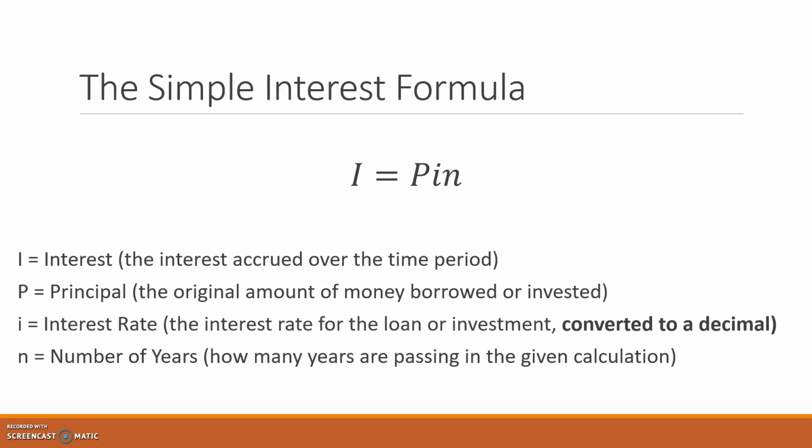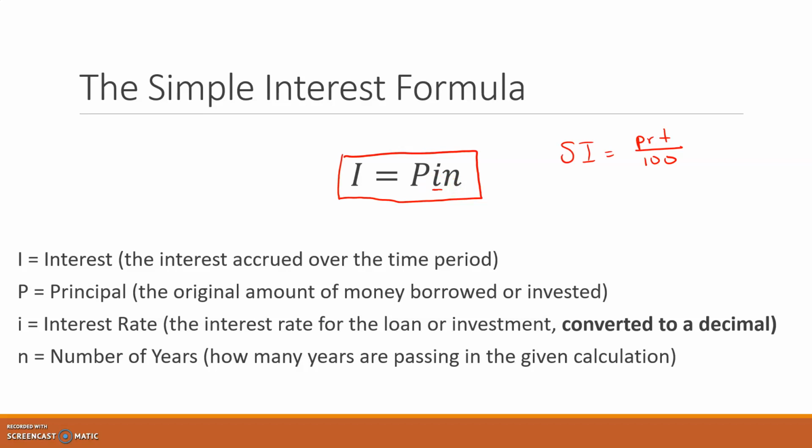Now, here is the formula that we'll be using for simple interest. It says I equals PIN. Now, in year 9 and earlier, you may have used a different formula that said SI equals PRT over 100. Now, both of these formulas actually do the same thing. We'll just get into where this 100 comes from when we start talking about the lowercase i in this formula here.